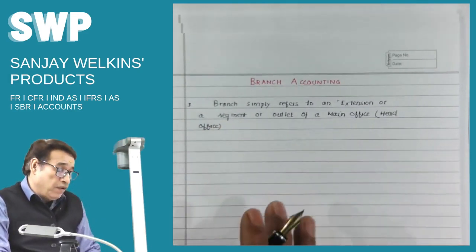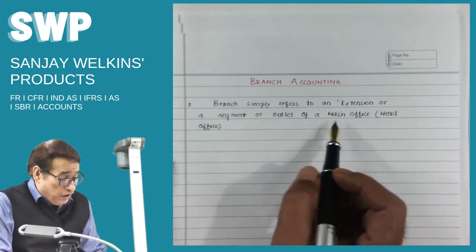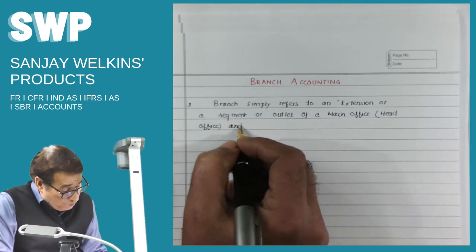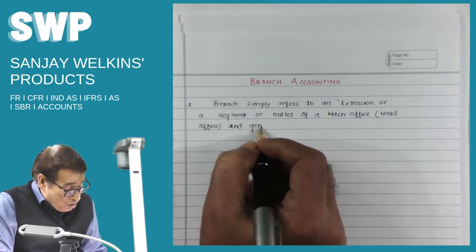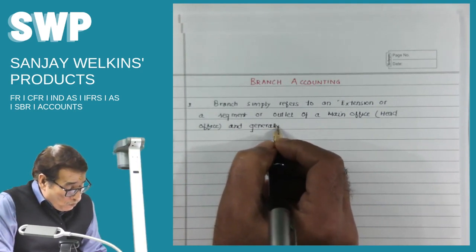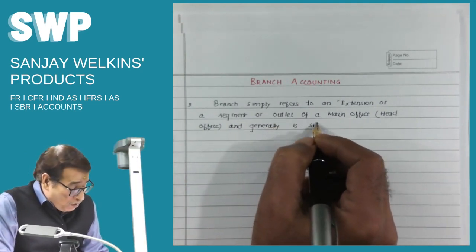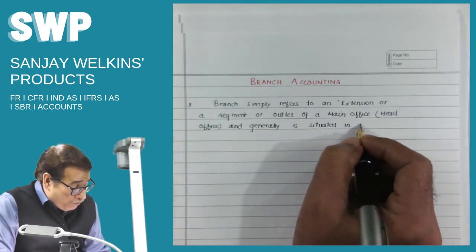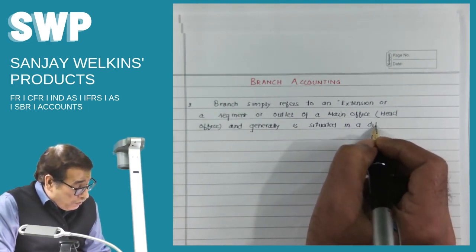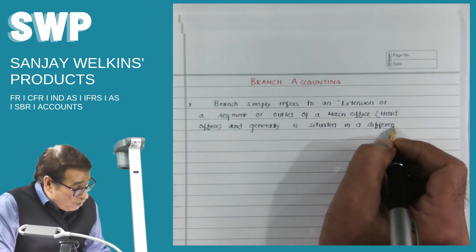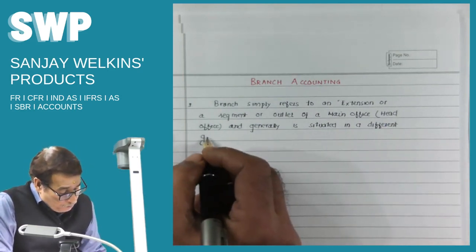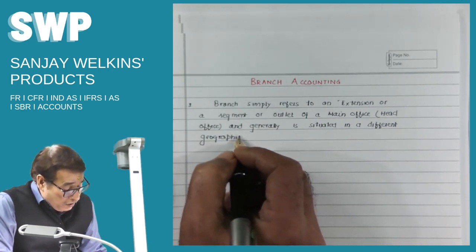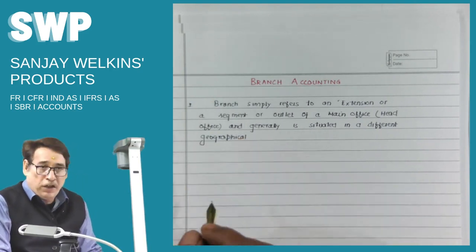So branches simply refers to an extension or segment or outlet of the main office, and generally is situated in a different geographical territory, in a different geographical area. When I say in a different geographical area, it means in an area which is other than the location of the head office. Correct?